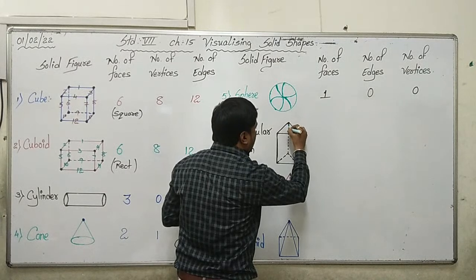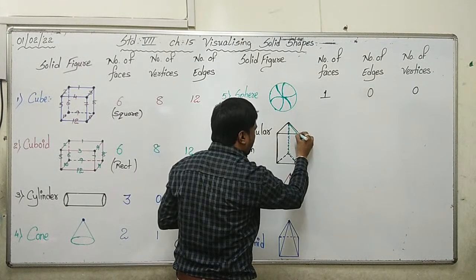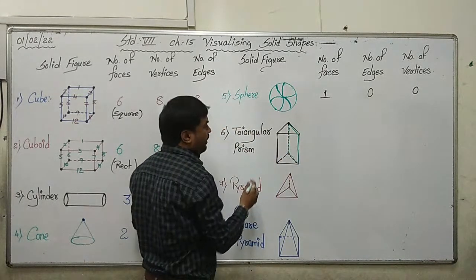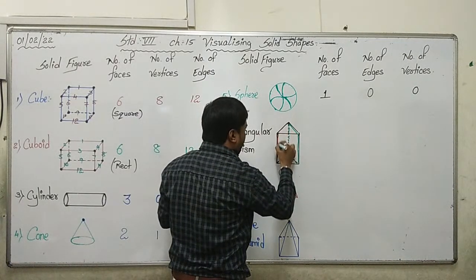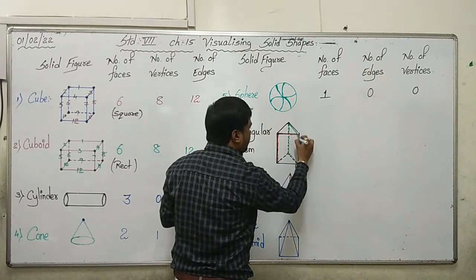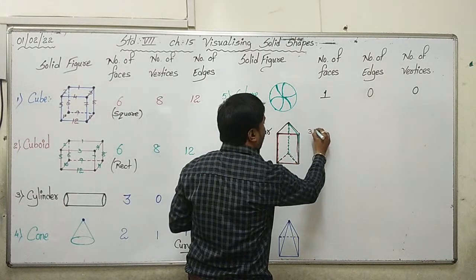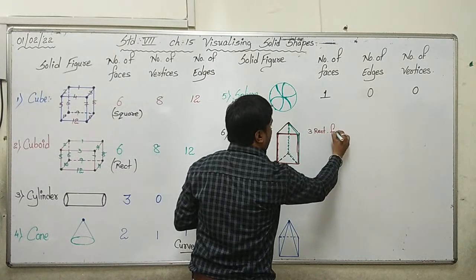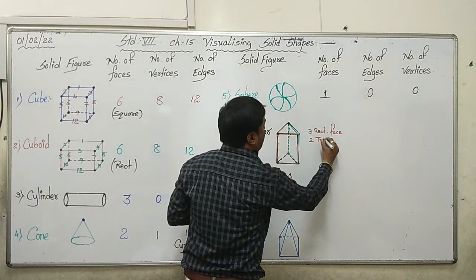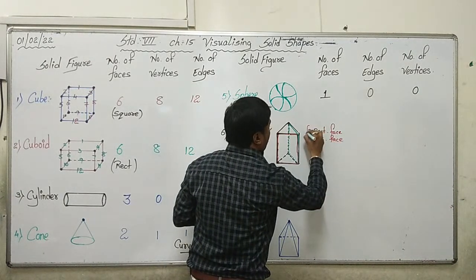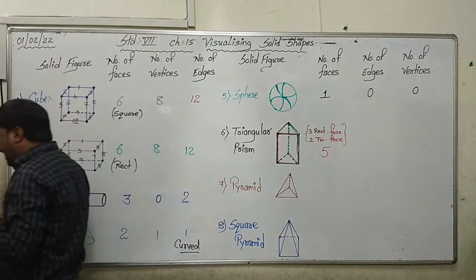Then this one, green color. You can see it is in the form of rectangle, right? And finally, this portion, the red one, the front part, you can see. So three rectangular faces, and it has two triangular faces. So if I add it up, total how many faces are there? Five faces are there. Are you getting my points?